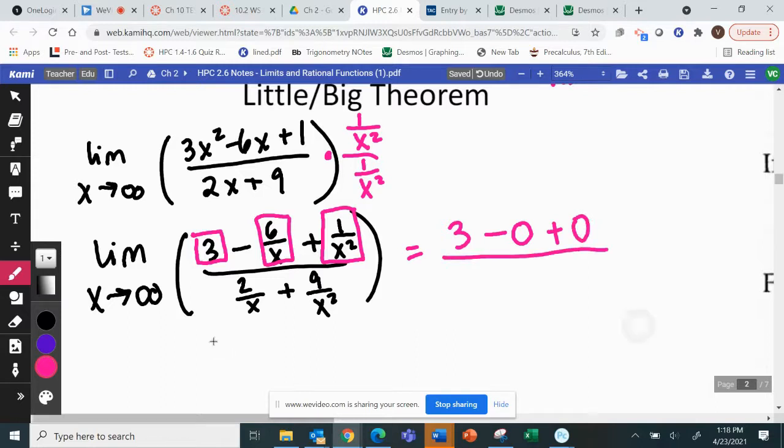2 over x is going to... Did I copy it wrong? I copied it wrong. This is 2x squared. Sorry about that. Something didn't seem right.